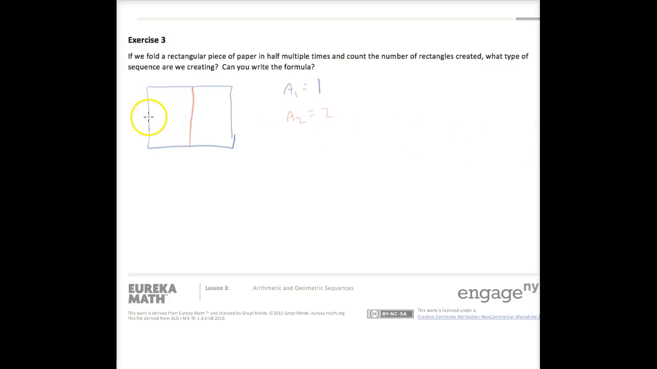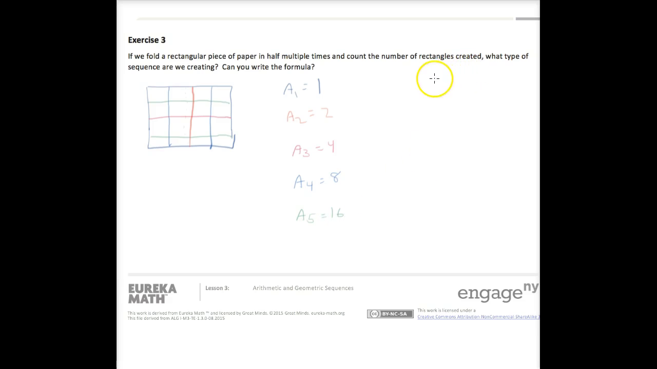Now, if we fold it in half again, we're going to have to fold it in another direction. And you can see that a 3 would give us 4 rectangles. Now, if we fold it in half again, all of these are going to get halved too, so you're going to have to imagine what it would look like. We get a 4 is 8. Hopefully you're seeing a pattern emerge. I'll give it one more fold, and then we can see a 5 is 16.